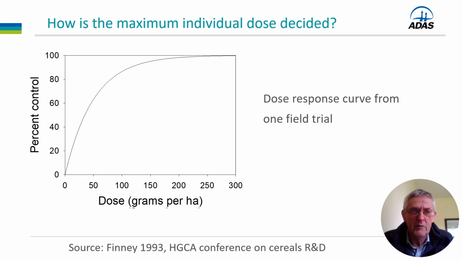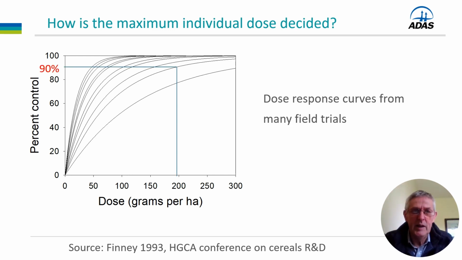Now, what John Finney pointed out was that if you then repeated that field trial across a range of different fields in different seasons, because of the variability, you would obtain a whole range of different response curves. And he illustrated that something like this.